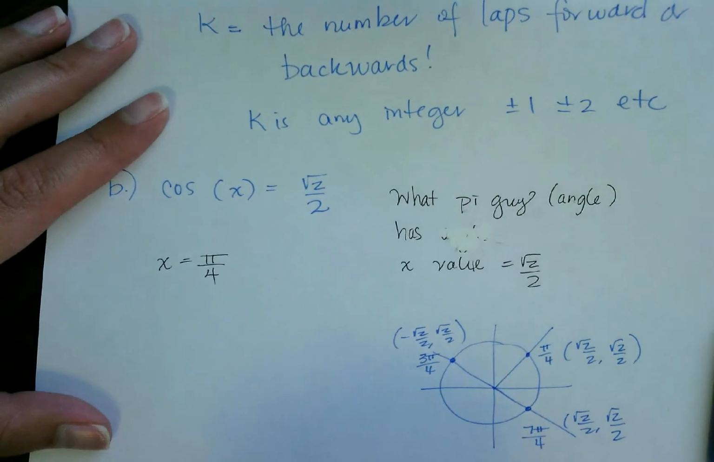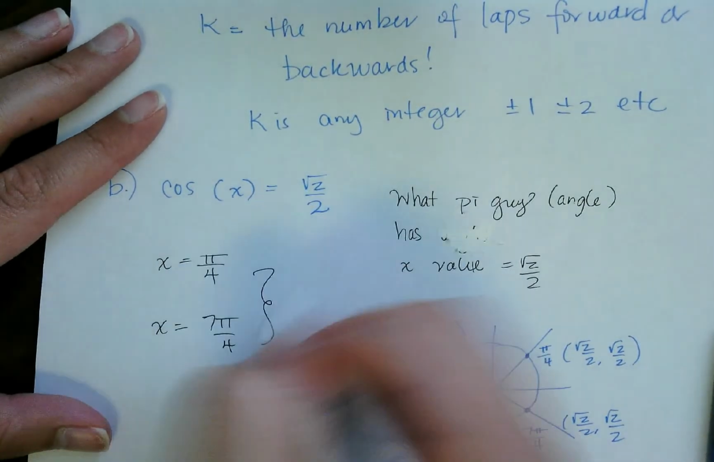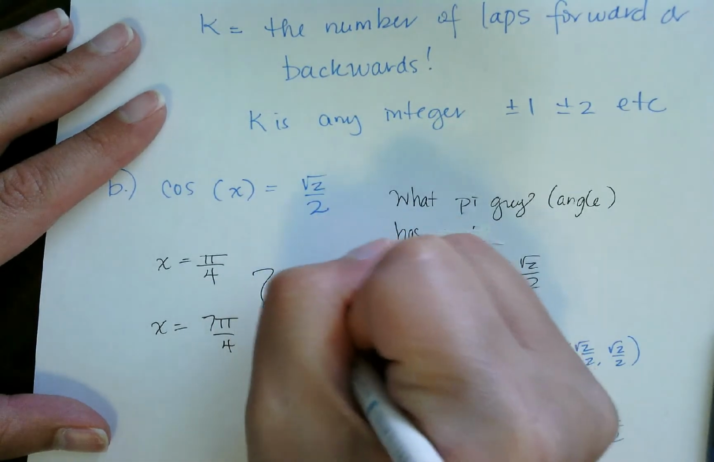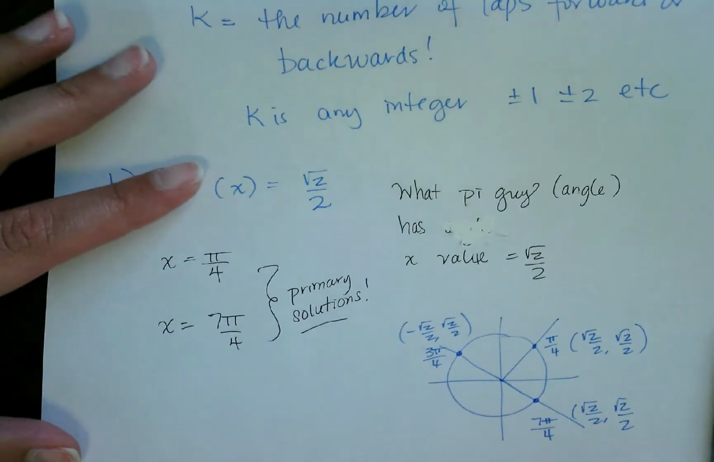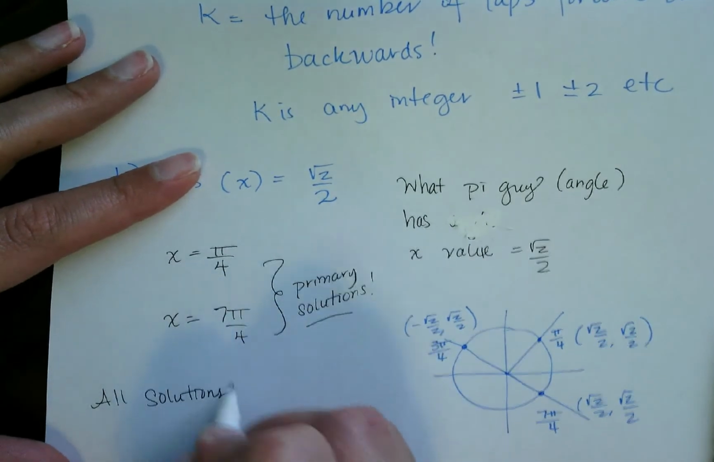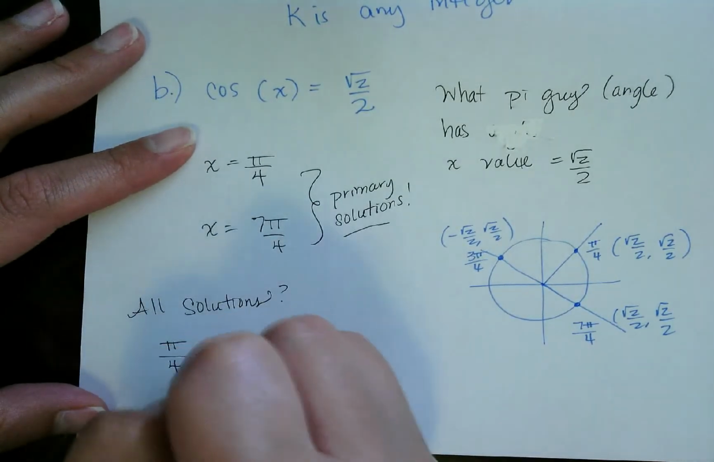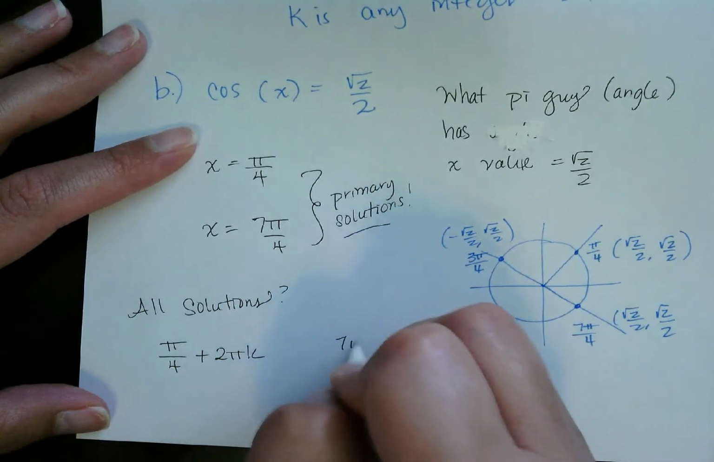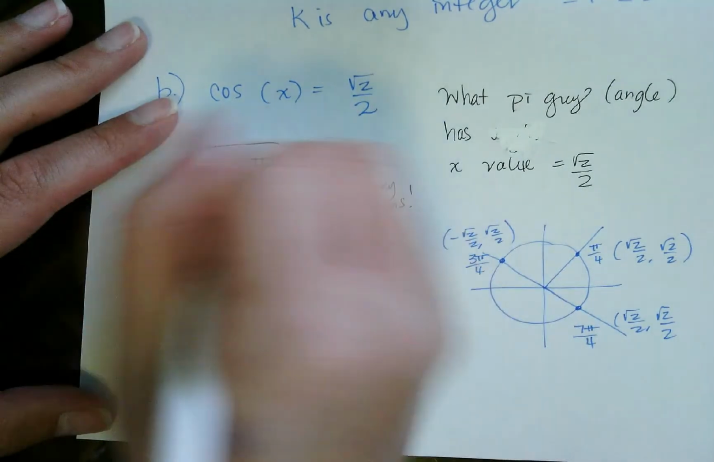So remember, these are your primary solutions. These are one rotation around the circle. So you've got to at least have these. If they ask for all solutions, you would take your primaries and add 2 pi k to each. So here are your primary, and there's your all solutions, whatever they may ask you in directions.